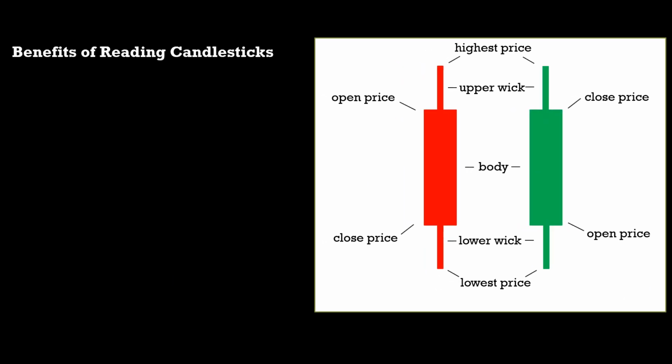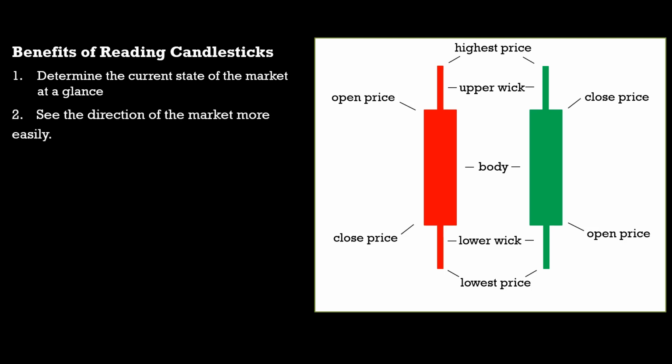Most traders prefer to use the candlestick chart because it can help them to determine the current state of the market at a glance. Just by looking at the color and length of a candlestick, traders can determine instantly if the market is becoming bullish or becoming bearish. It can also help them see the direction of the market more easily. On a candlestick chart, the color and the shape of the candlestick can help traders determine if an uptrend is part of bullish momentum or simply a bearish spike.